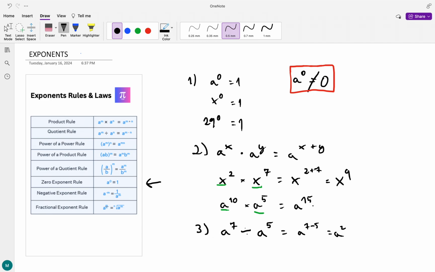Can't you just put things to the power and calculate everything and deal with it at the end? And the answer is, you absolutely can, but you're going to waste a lot of time. Let me give you an example.